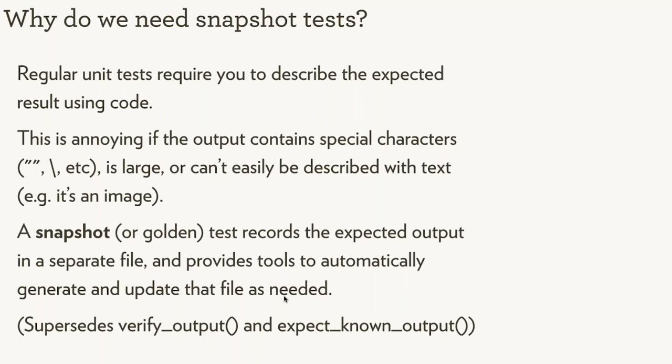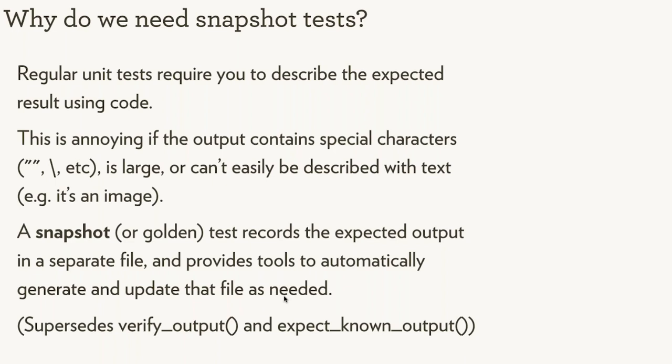So normally in unit tests, you describe the expected output using code. And in the vast majority of cases, this is a really good idea because it allows you to describe what you expect. And in some sense, the tests help document the code, because tests are code and code is a means of communication, they help describe the expected behavior of the functions as well.